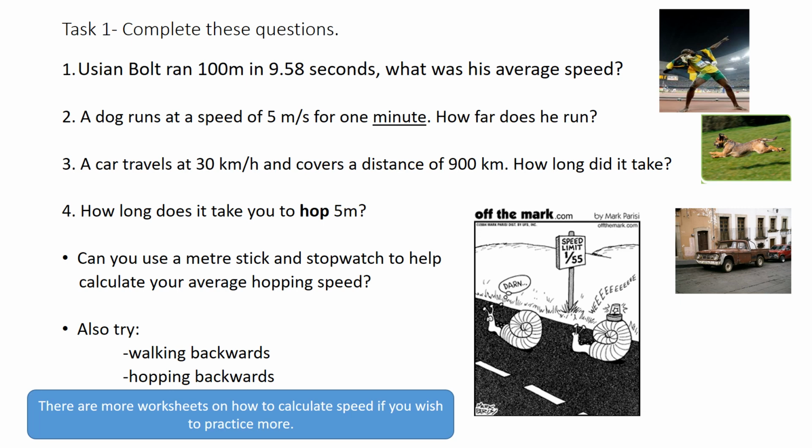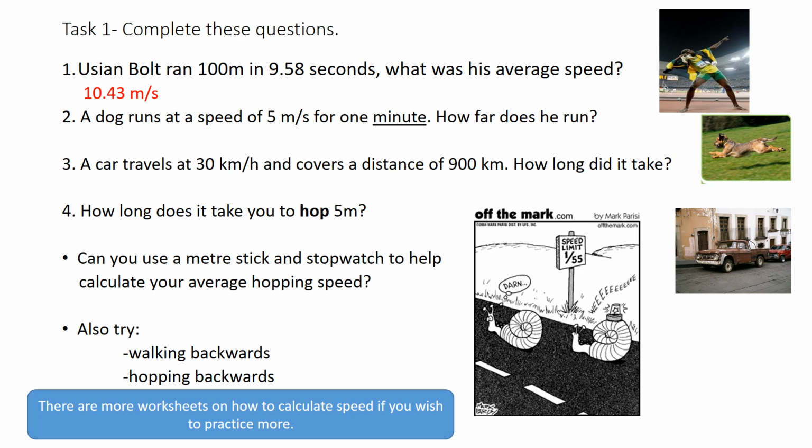Okay, so one of the things we're going to ask you to do is pause the slide, answer questions 1 to 3. Number 4 is a little mini practical for you to try. Please make sure you've got a nice open space to work this out. Right, so here we go.